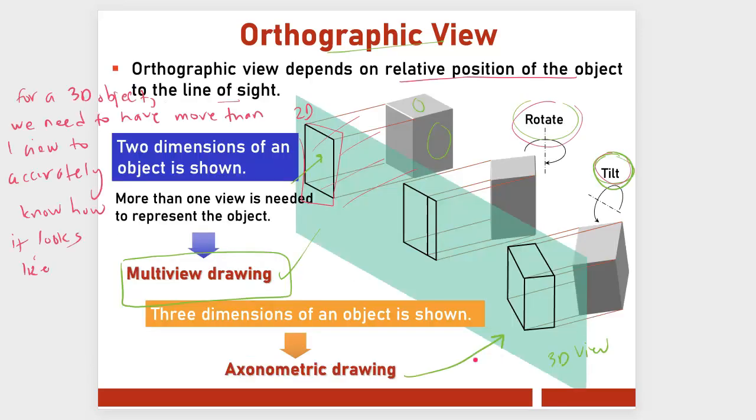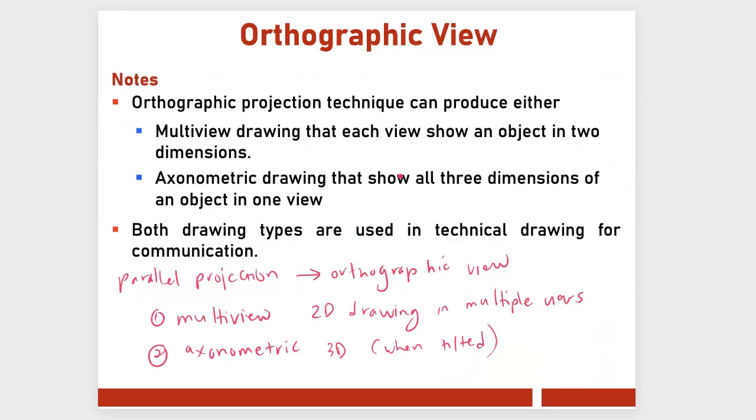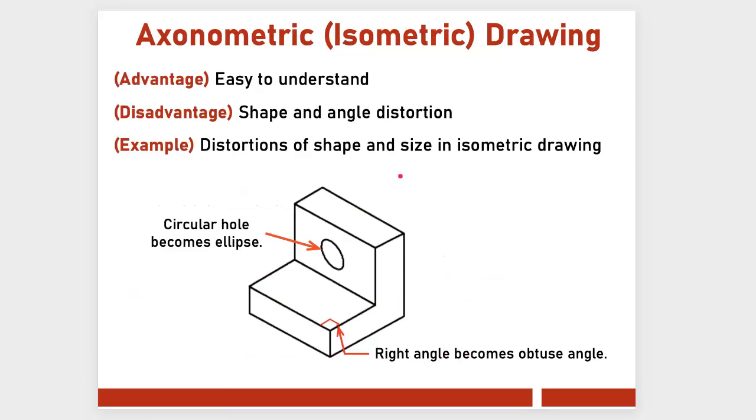Again, axonometric is 3D, three dimensions. But for 2D, we only have a surface level view. I think you're going to get what 2D and 3D is throughout the class later. So this is an axonometric drawing. It gives us more than one view, right? It gives us the top, the side, the front. This is axonometric.